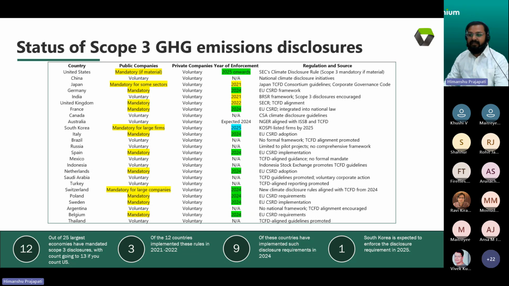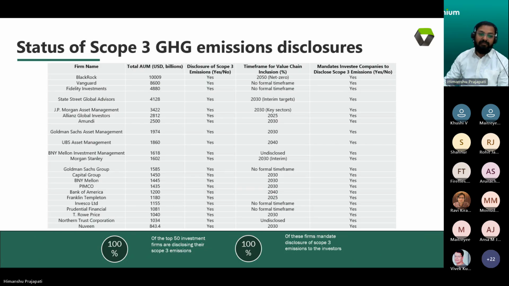One might say that this is something only public companies have to adhere to, account for and report. But private companies are also governed by their investors. This is a list of, let's say, the top 50 investment firms, and all of them are reporting their scope 3 emissions, and they are mandating all their investments to disclose as well as track their scope 3 emissions. So it is not the case that if you're a private company you're never going to disclose scope 3 emissions. It becomes very important for companies, no matter where they are in the value chain, to start accounting for their scope 3 emissions and eventually report them.